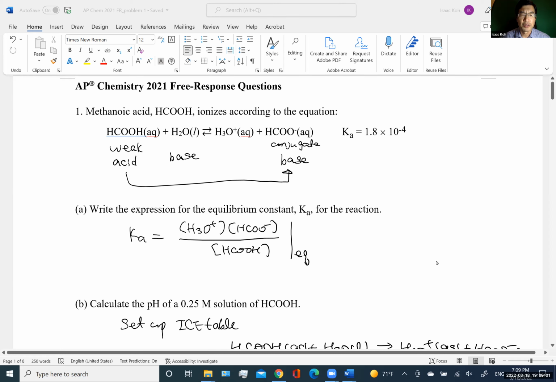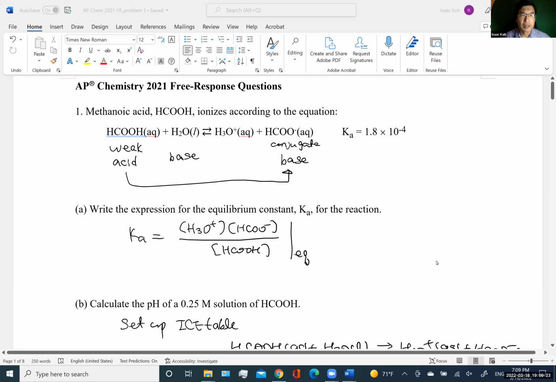Remember that for a strong acid, the Ka value is very large: 1, 10, even larger than 10. That's the Ka value. For a weak acid, the Ka value is small, less than 1. Typically 10 to the negative 2, 10 to the negative 3, 10 to the negative 4, 5, 10 to the negative 7, and so on and so forth.